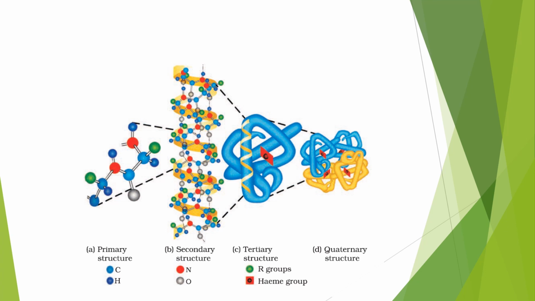So in primary structure, the blue one is the carbon and dark blue is the hydrogen. In secondary structure, N and O are there. N is this red and O is this white. Tertiary structure is a little complicated. R is a group and heme group is red. So it is coiled around a structure. Quaternary structure is more complicated. Next, we will study about the denaturation of proteins.